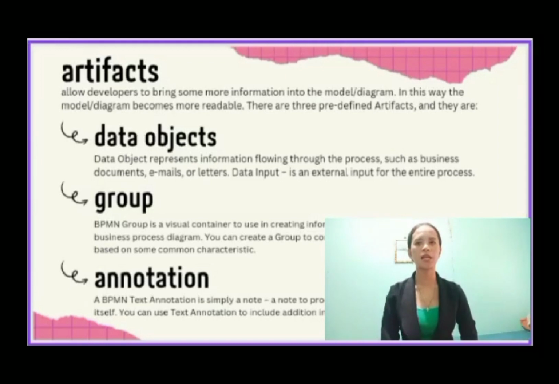And lastly, of the predefined artifacts is the annotation. When we say annotation, it is a note to a process element or to the business process itself. An example of this is, not technically an example, but annotation could be used to explain a specific decision point or highlight a key milestone.